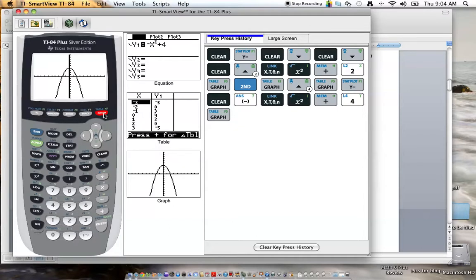How many people do not have a graphing calculator? How many of you have an iPad? Go to the App Store, type in free graphing calculator. Download it onto your device. It works. I know. It's an iPhone.